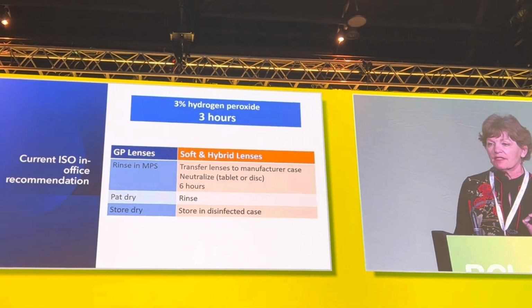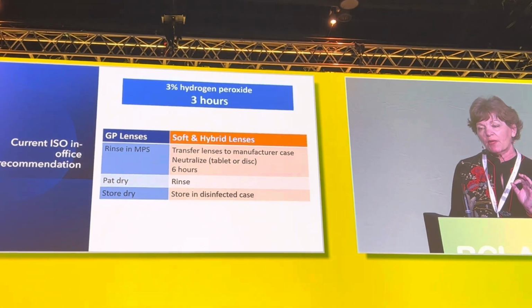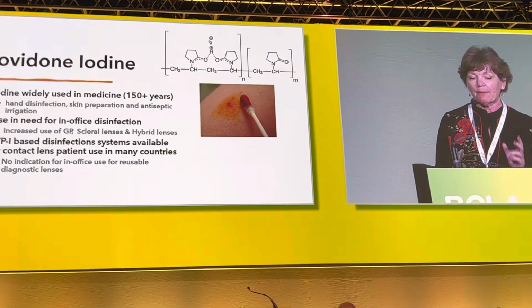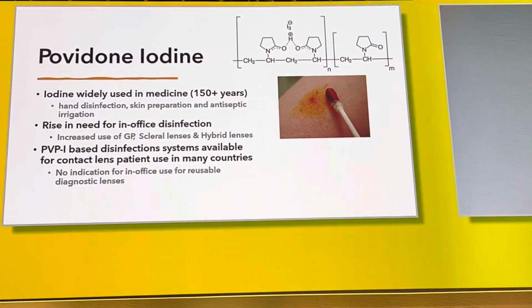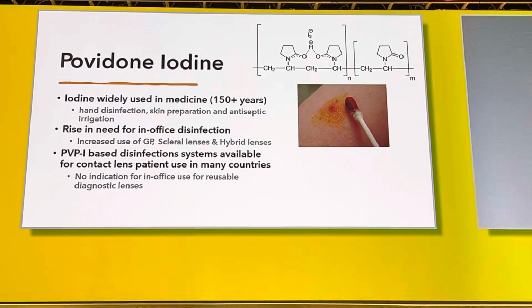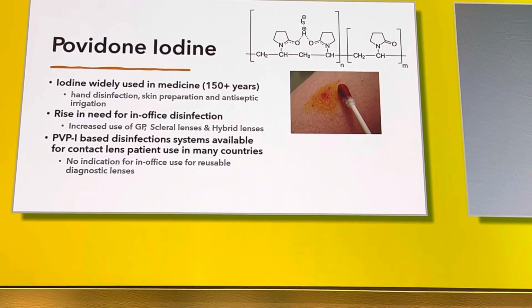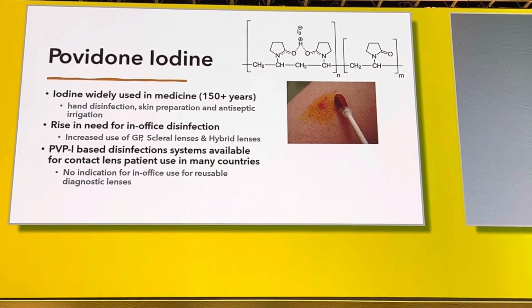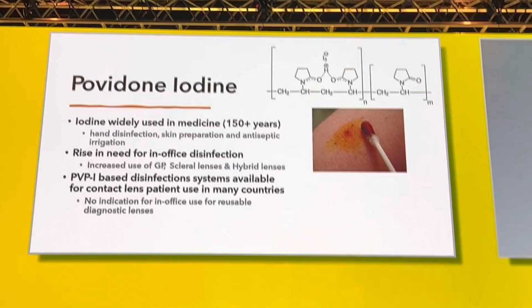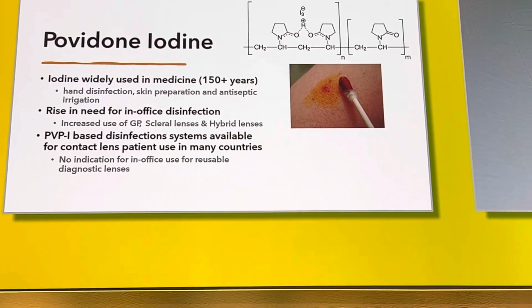So it's a cumbersome situation where it's really difficult to tell what's happening at any given time. Povidone iodine is the solution that we're going to talk about today. Povidone iodine is very widely used in medicine, and it has been for over 150 years. It's used for hand disinfection, skin preparation, antiseptic irrigation, including ocular surfaces during surgery.